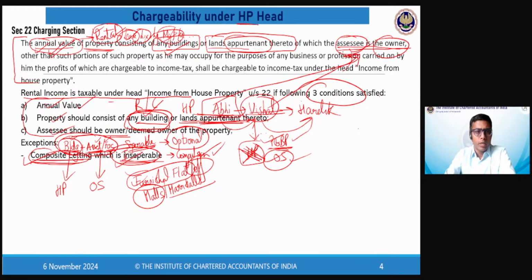Aniruddha is asking, sir, if an owner is letting out shops with centralized AC, that will be inseparable. Yes. See, when you are taking any shop with compulsory AC and all these things, it means it is composite letting and it is not separable. In fact, that is why you are going for that type of a shop and you also know that it will be costing more. So it will be inseparable and the entire rent will not fall under the head HP. Right? Yes, Sai.